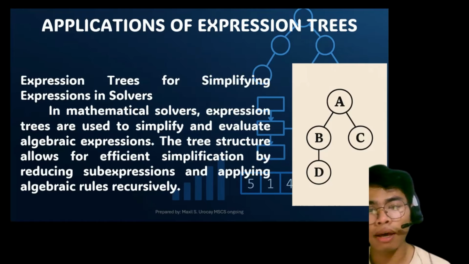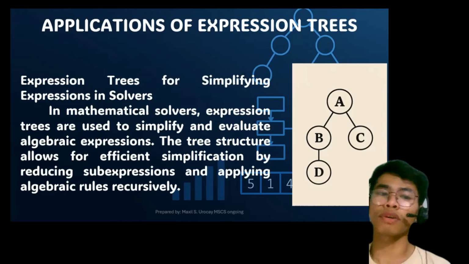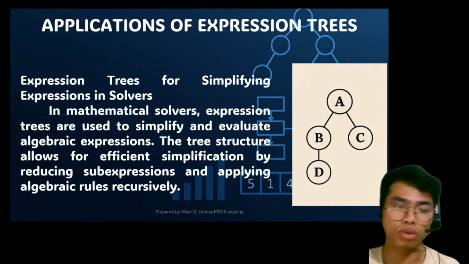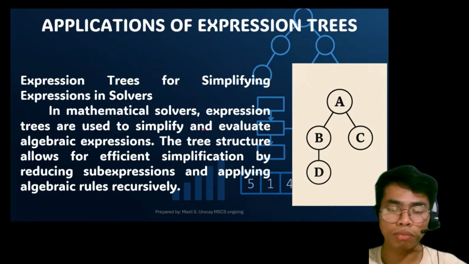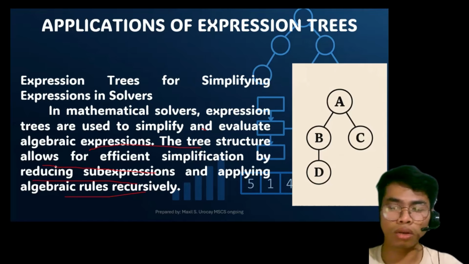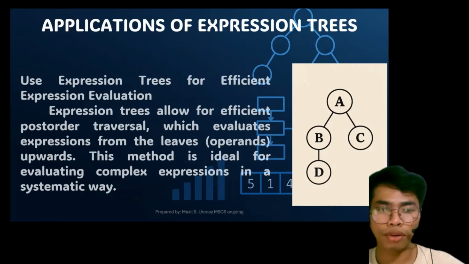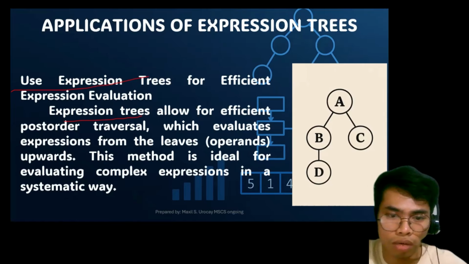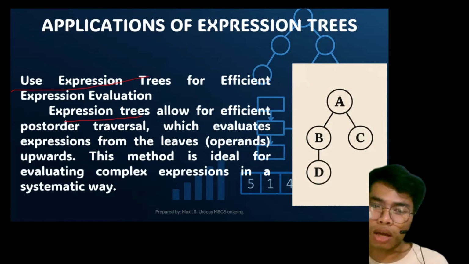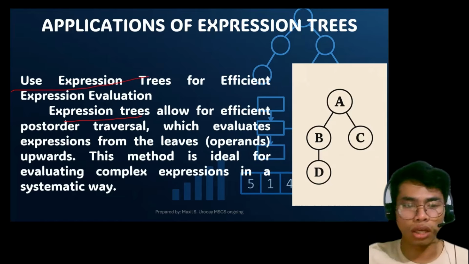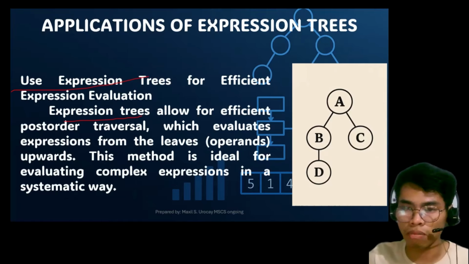Expression trees for simplifying expressions in solvers. In a mathematical solver, expression trees also help to simplify and evaluate algebraic expressions. The tree structure allows for efficient simplification by reducing the sub-expressions and applying algebraic rules recursively. Afterwards, we are using expression trees for efficient expression evaluation, which allows for efficient post-order traversal, evaluating expressions from the leaves upwards. This method is ideal for evaluating complex expressions in a systematic way.